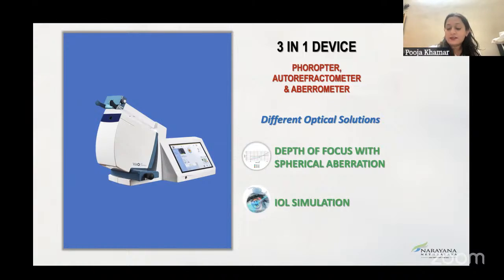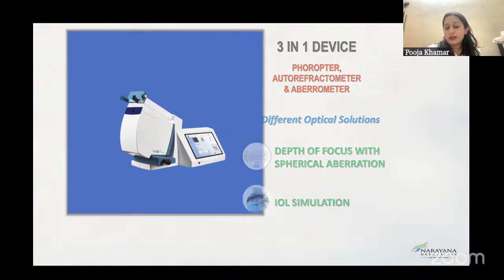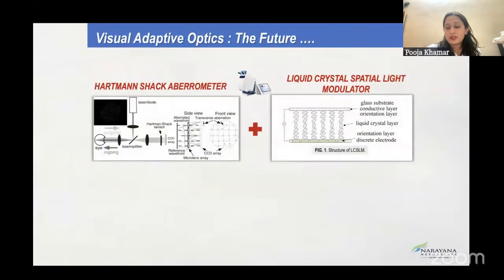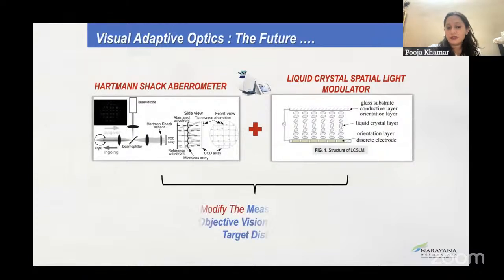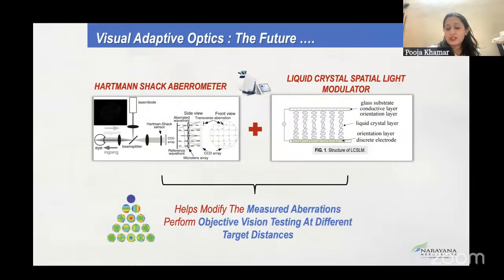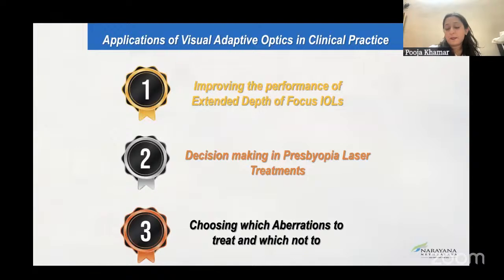And this works very well in a decentered cornea or an irregular cornea. It's a Hartmann-Shack sensor, and it helps to modify the aberrations. You can actually modulate the spherical aberration on and off, the coma on and off, and ask the patient what helps them see better. So it will help us to improve the performance of extended depth of focus because it's spherical aberration driven. It will help us to identify which presbyopic laser treatments patients would or would not be happy with, and of course for irregular corneas as well.